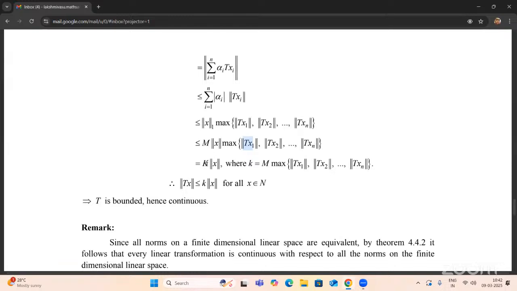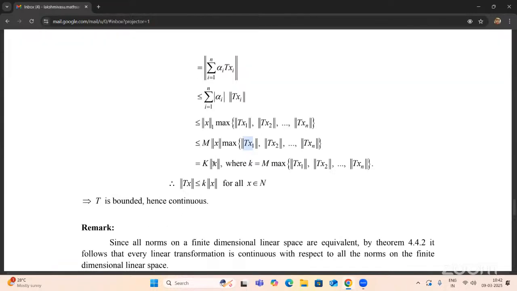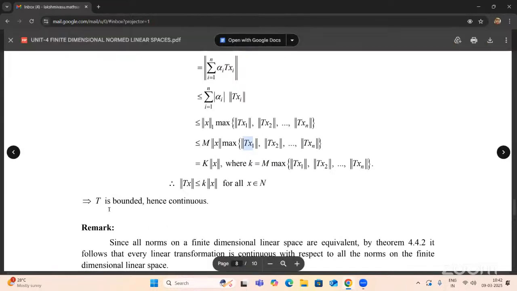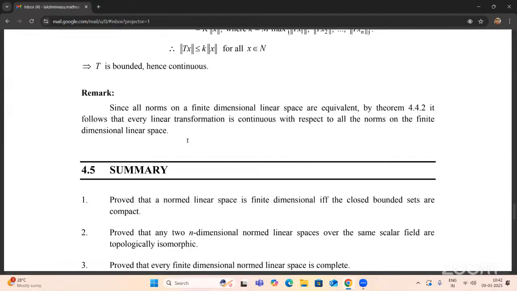Finally, M into the maximum of norm Tx1, norm Tx2, so on norm Txn, that value is equivalent to K. So this expression can also be written as K into norm x. So finally, norm Tx is less than or equal to K into norm x for all x belonging to N. So T is bounded, hence it is continuous. Okay, students, this is one of the important theorems, since all norms on finite dimensional linear spaces are equivalent.